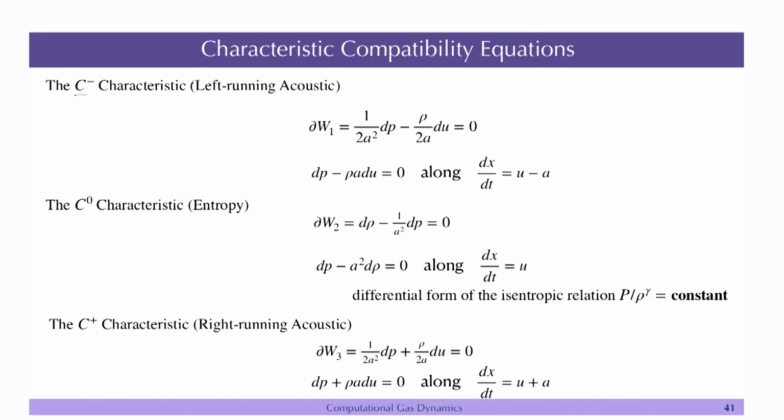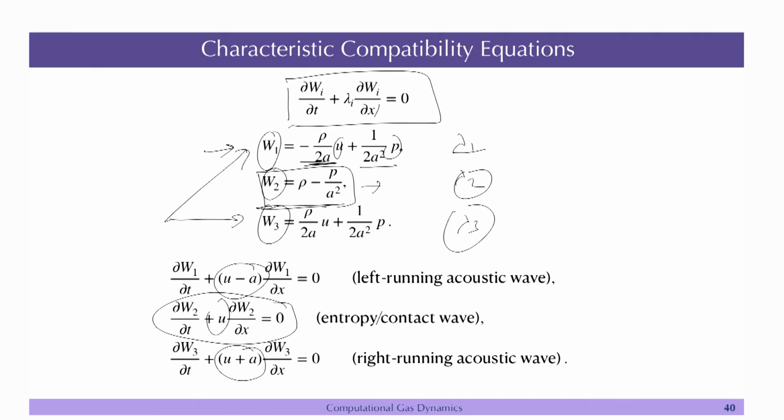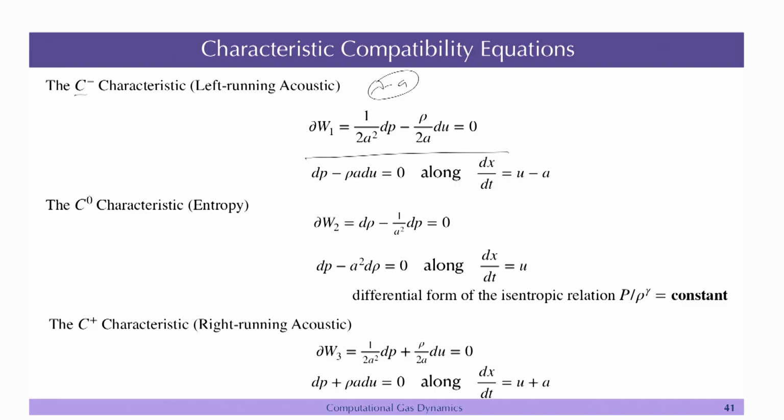So, C minus, which is lambda minus A, and the equation is del W1, which is given by, so W1 is given here, P by 2 A square minus rho A by 2 A, the same thing is written here. So, these are called the characteristic compatibility equations. So, this del W1 is equal to 0 along the characteristic. Just like you have this expression du by dt plus C du by dx equal to 0, how did you solve this problem?